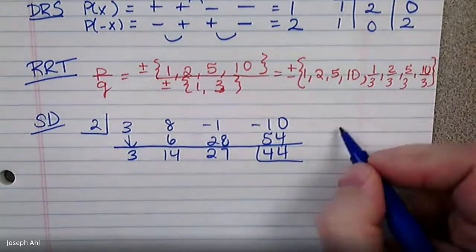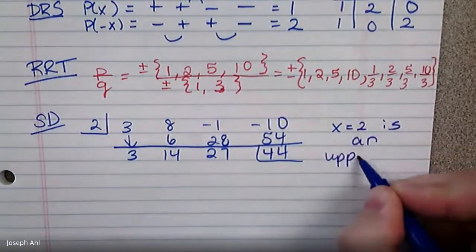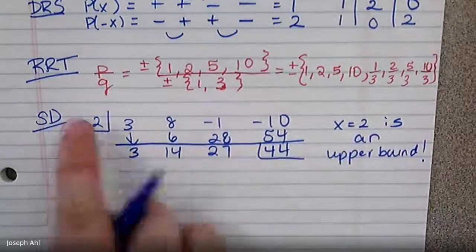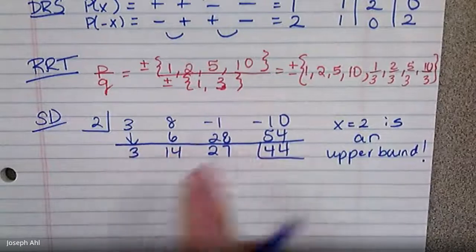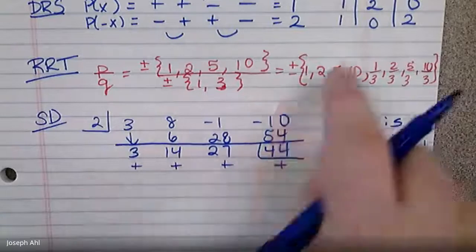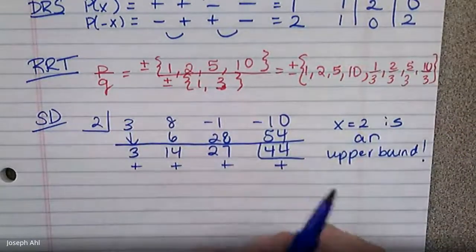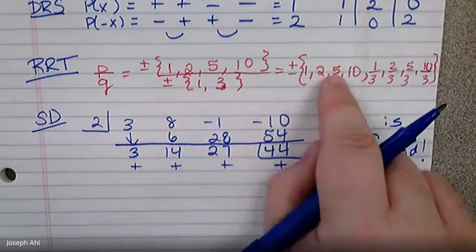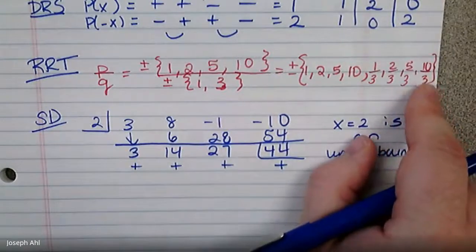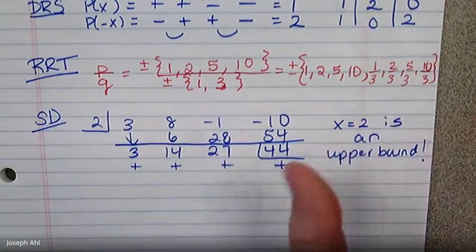However, what do we know about x equals 2? x equals 2 is an upper bound. How do I know x equals 2 is an upper bound? I tested a positive and it goes plus, plus, plus, plus. All the signs are positive, which means there's nothing in this list higher than 2 that could be a root. So it wouldn't make sense to go to 5 next if 5 is your favorite number. 10 doesn't make sense. 10 thirds is also bigger than 2, so I wouldn't test that if you really love 10 thirds.